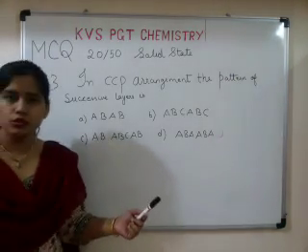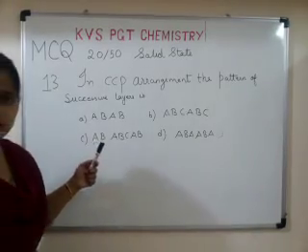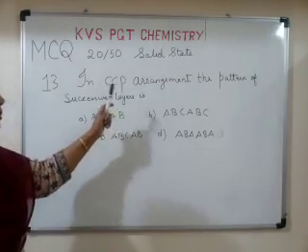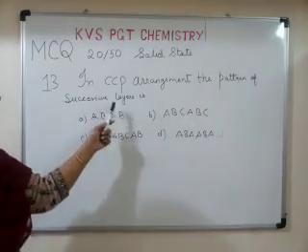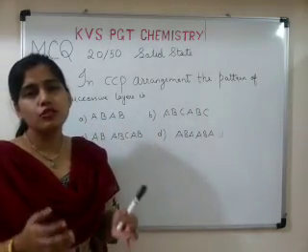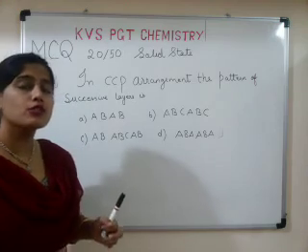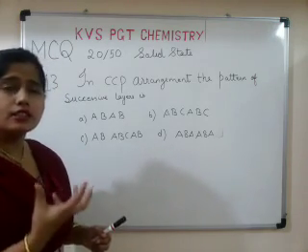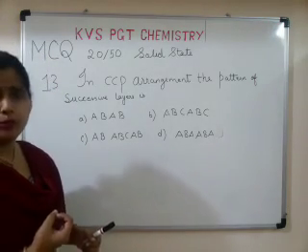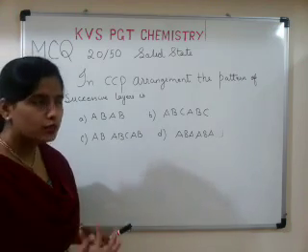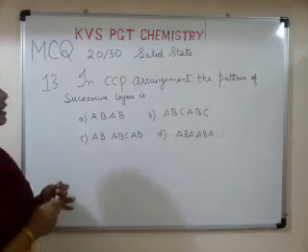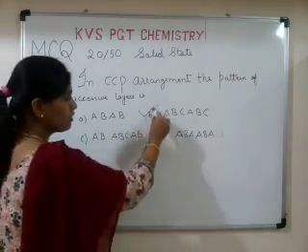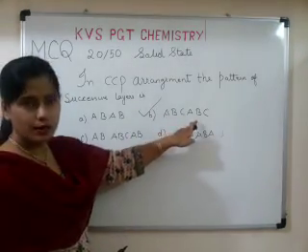Now we have another question, question number 13. See what is asked in the question. In CCP, means cubic close packing arrangement, the pattern of the successive layers is. So we know cubic close packing is also called FCC. It is the three-dimensional packing from two-dimensional hexagonal packing covering the octahedral void. So there the type of arrangement is ABC, ABC.